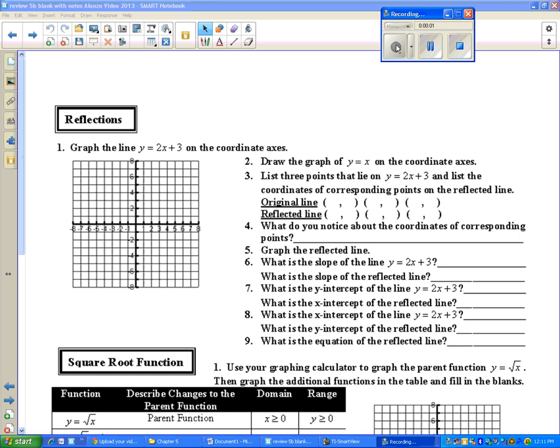So this is part 2 of the review. I have done the first page and a half. This is the back of the second page. We're starting with reflections, and we're going to finish up the rest of the review.